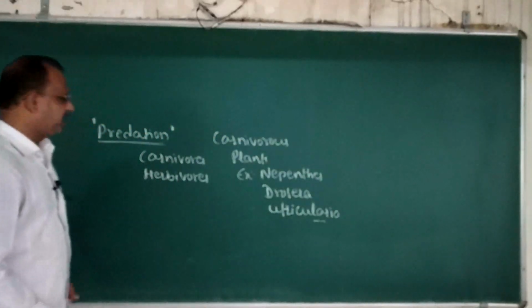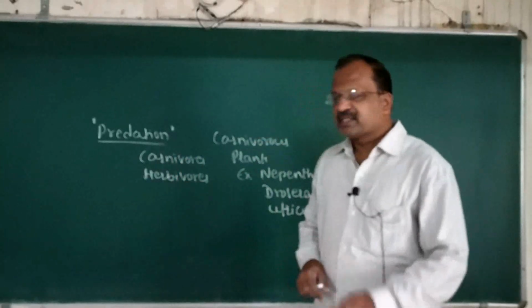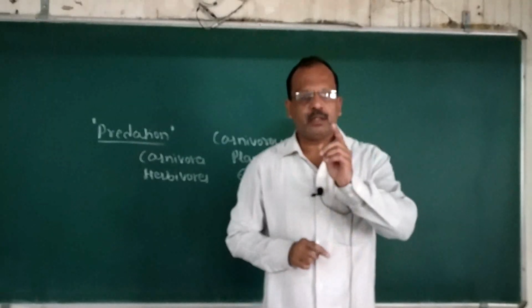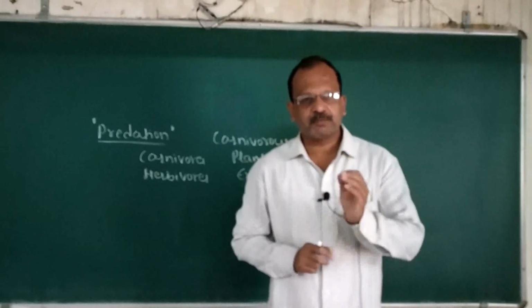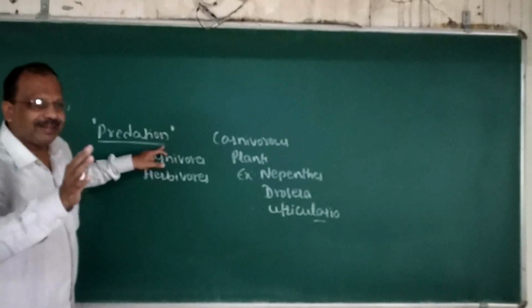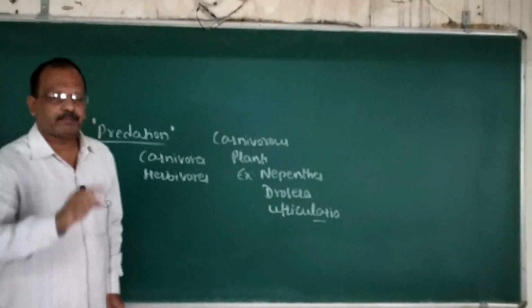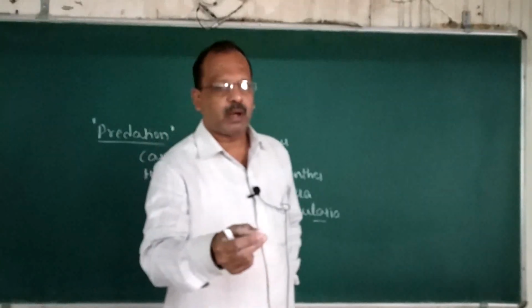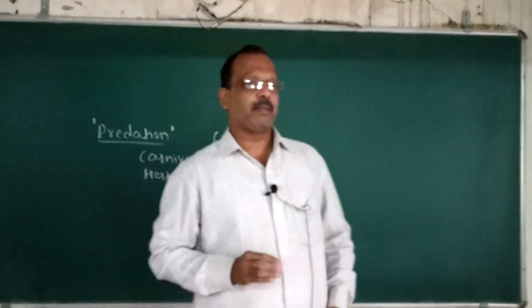Right, now look over predation. It is a biological interaction. Predation is a biological interaction where the larger species called predator will attack, kill and feed on the smaller species called prey. I will provide you one example, but please don't write this example in the examination.